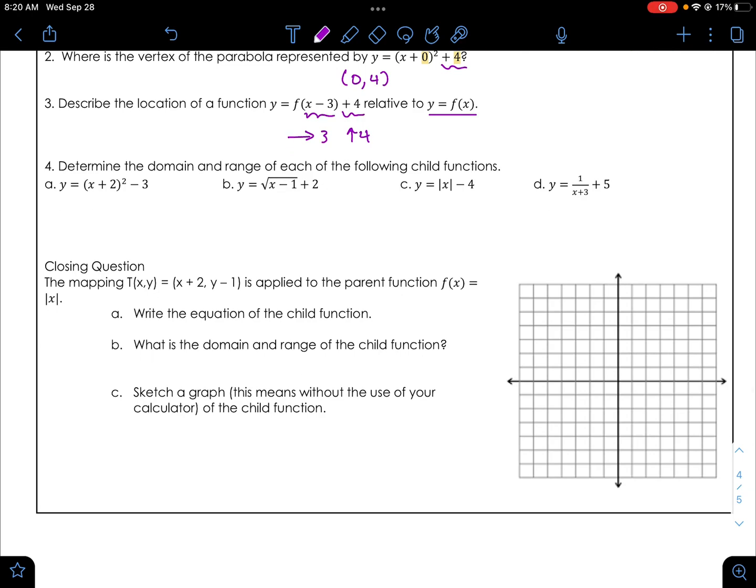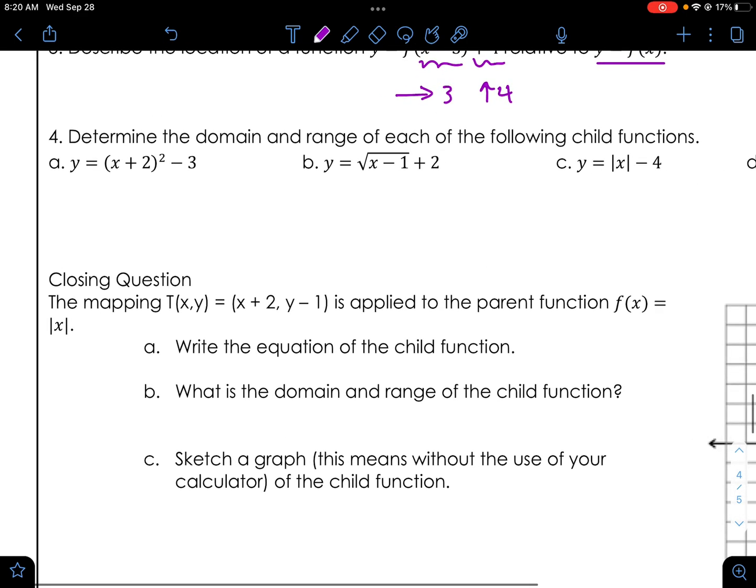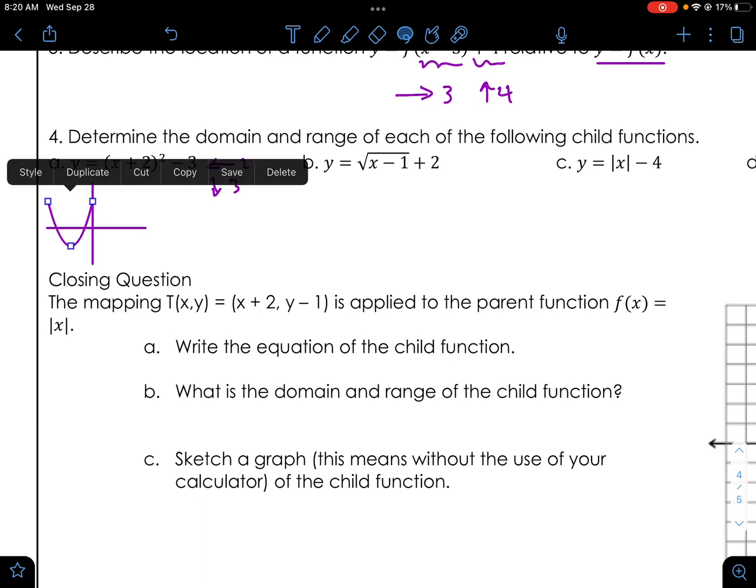Number 4 asks us to determine the domain and range of each of the following child functions. So if we think about this, we'll do this in general. We know that this is a quadratic function, and so we know that the parent function typically looks like this, y equals x squared, but this is telling us that this graph is moving left 2 and down 3. And so if we take this little graph that we have and move left 1, 2, down 3, that tells us that we have a new vertex of -2, -3.